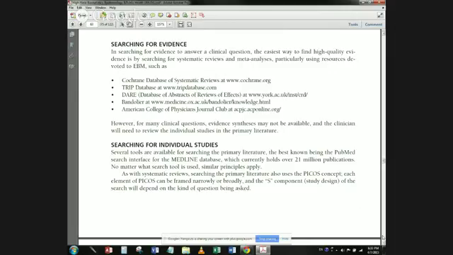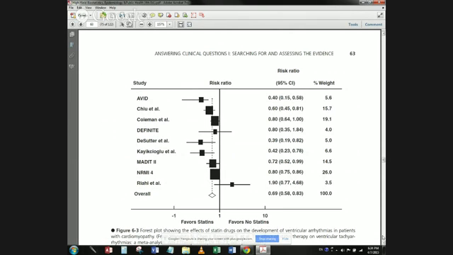Searching for individual studies. Several tools are available for searching the primary literature, the best known being the PubMed search interface for the Medline database, which currently holds over 21 million publications. No matter what search tool is used, similar principles apply. As with systemic reviews, searching the primary literature also uses the PICOS concept. Each element of PICOS can be framed narrowly or broadly, and the S component, study design of the search, will depend on the kind of question being asked.